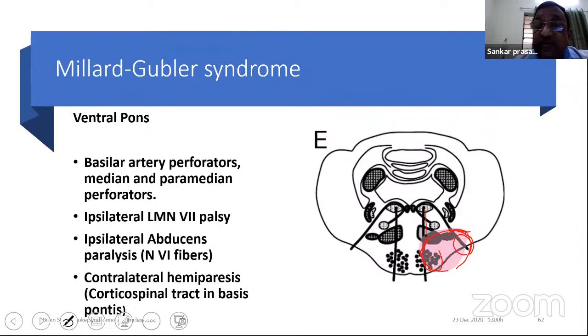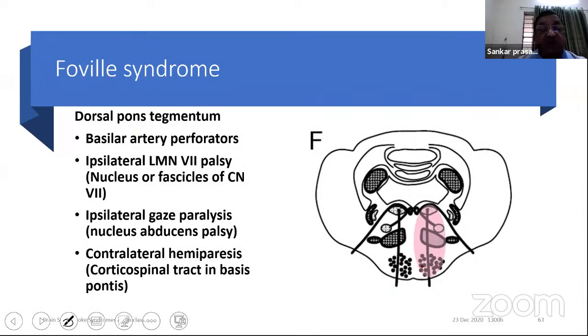This is the abducens nerve that is coming down, and contralateral hemiparesis, because the corticospinal tract in the basis pontis is affected. So the Millard-Gubler syndrome is a crossed hemiplegia which has a seventh nerve and a sixth nerve on one side, and hemiparesis on the other side. Foville syndrome, dorsal pontine tegmentum.